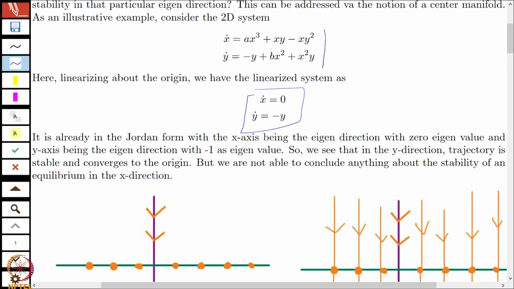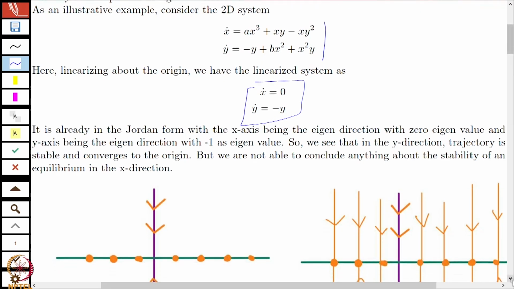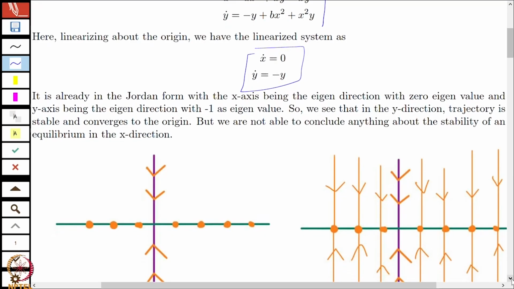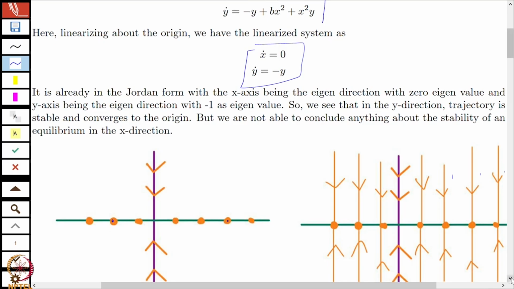Okay, so first looking at y, what do I see, right. In the y direction, the trajectories are stable and they converge to the origin, right. So y dot equal to minus y will ensure that as t goes to infinity, y of t goes to 0. At least the y axis converges to 0. But we really cannot conclude anything about the stability of an equilibrium in the x direction, because if I am just here, I really do not know which direction to move. If I am just here, x dot equal to 0. There is no direction which I could go, right.